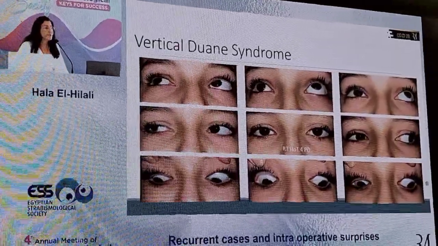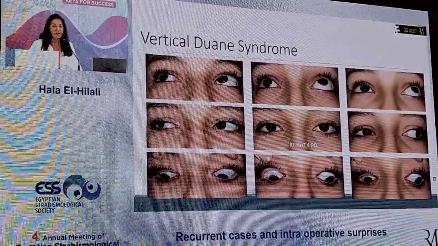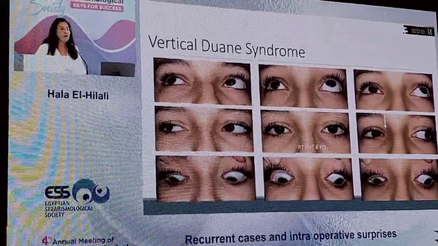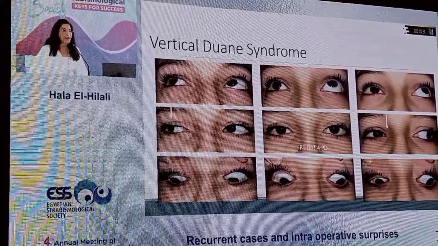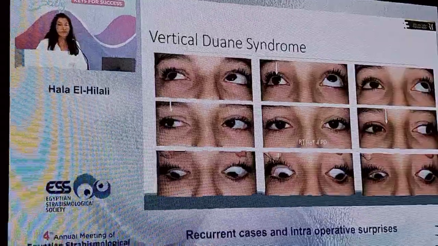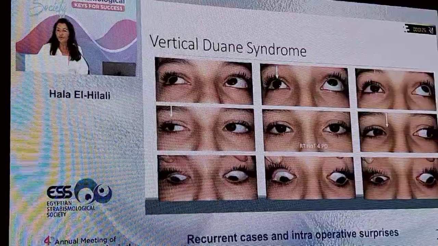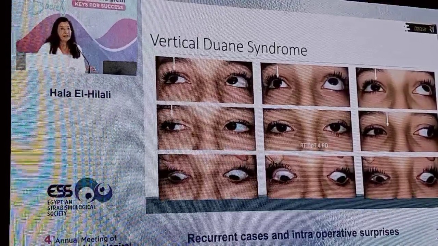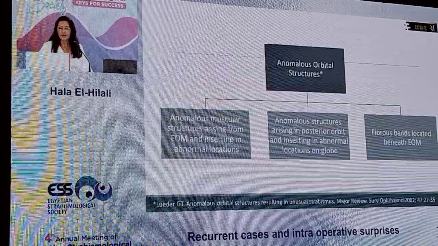This is what a typical Duane syndrome looks like. There's a small hypertropia in primary position, globe retraction, and narrowing of the palpebral fissure on adduction and abduction, limitation of elevation, again, with globe retraction on elevation. But again, my case was an atypical case.